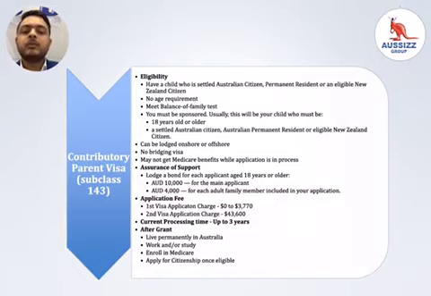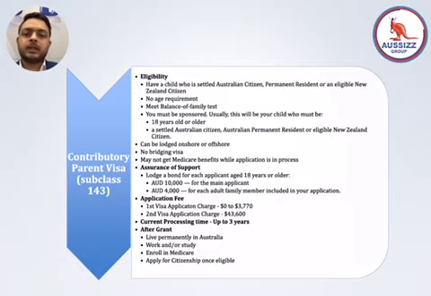Now, visa application fees. The first visa application charge is around $3,770. And if you have more applicants, like let's say two applicants are applying, then there is an additional fee for the secondary applicant. The second visa application charge is $43,600, which is the same as 864, obviously, because they are the same contributory parent visas.